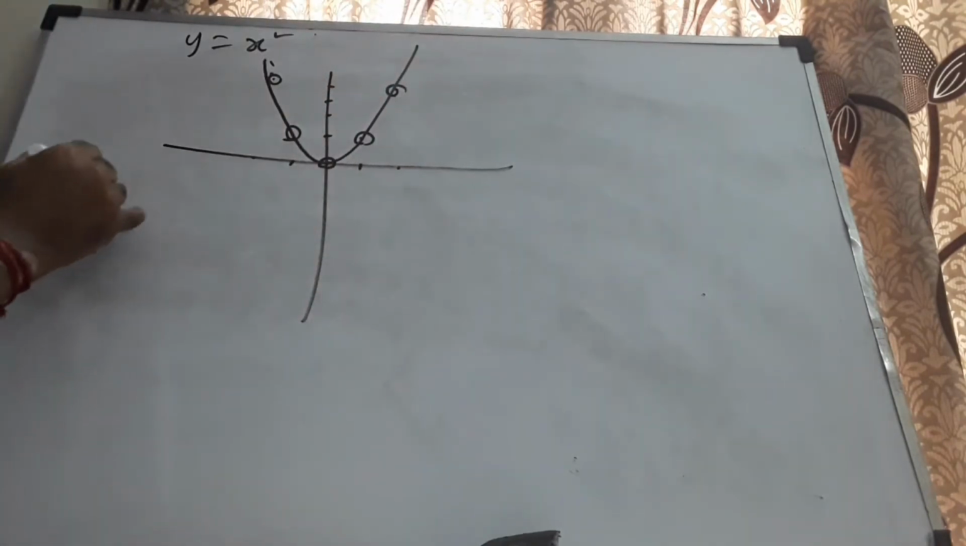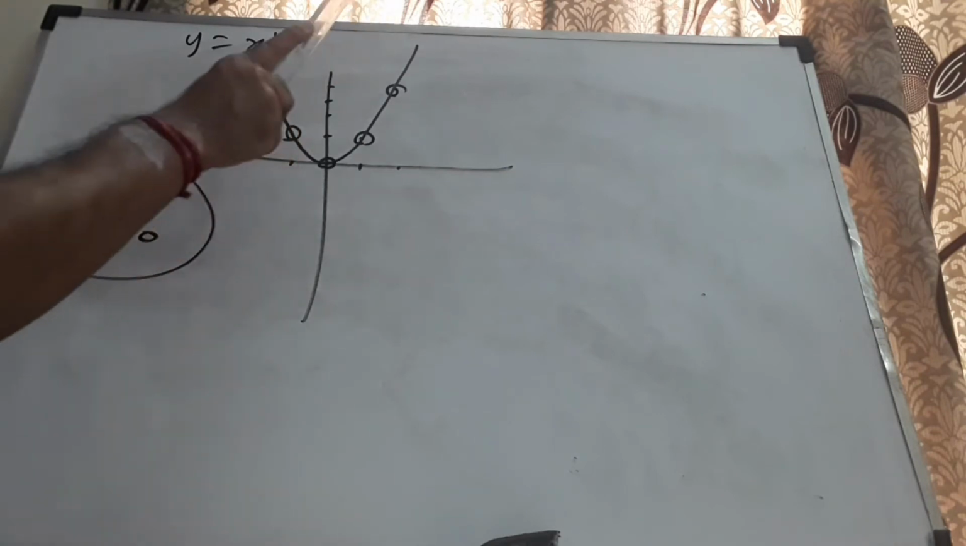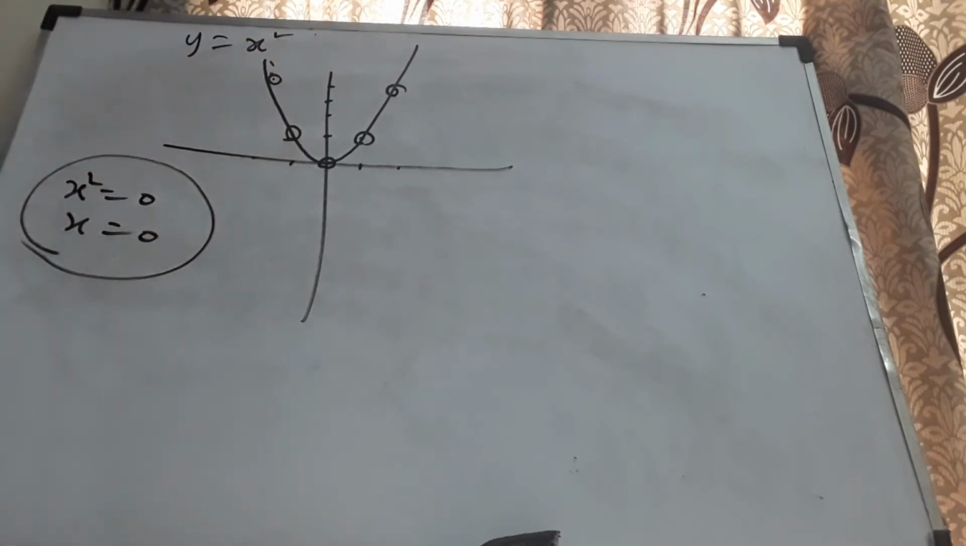Actually, equate x square equal to 0. What do I get? X equal to 0. I have real zeros 0, 0. Both are equal. It touches the x-axis. In such cases, the curve touches the x-axis. Instead of intersecting the x-axis at two distinct points, if the curve touches the x-axis, I'll have two real zeros which are equal.